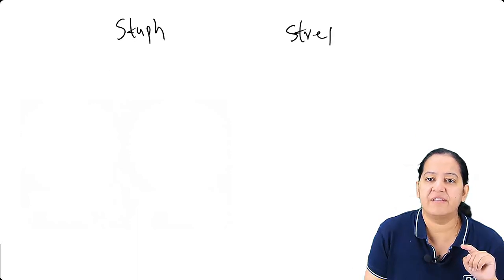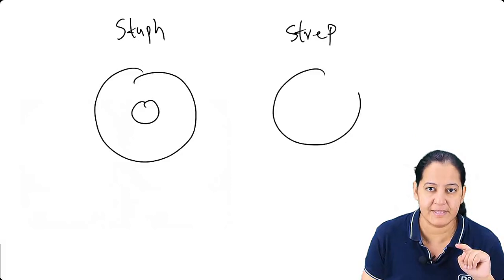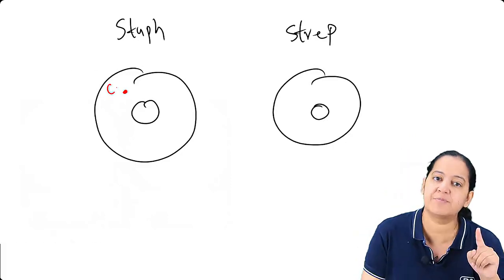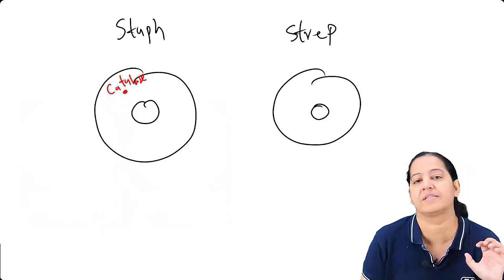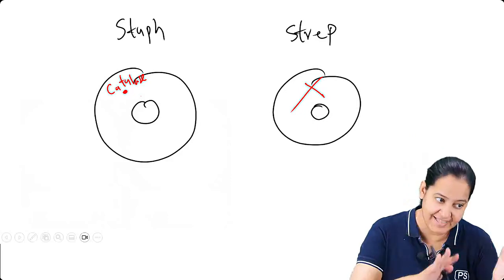This is staph, this is strep. I'm drawing 2 diagrams in front of you. This is the bacteria, this is the nucleus. This is the bacteria, this is the nucleus. In the cytoplasm, an enzyme is present. The name of that enzyme is catalase. Actually, catalase is an enzyme which is in the cytoplasm. So here it is present and here it is absent. This is the meaning of catalase positive, catalase negative.